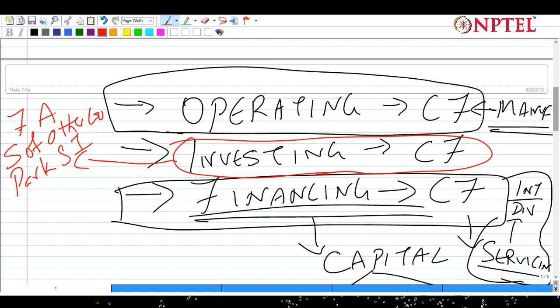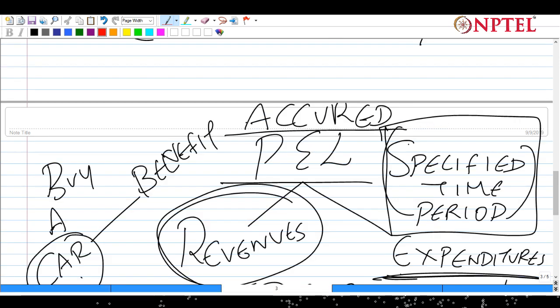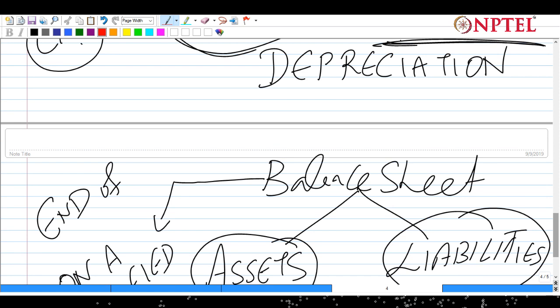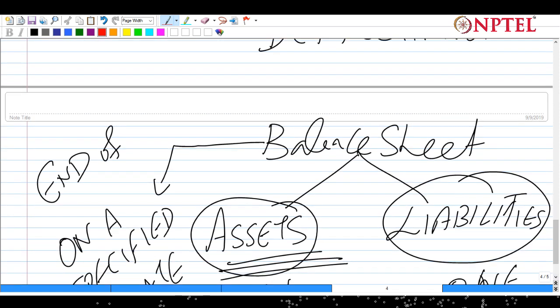Now, the other doubt I have from Vaishnavi Khale is net worth part of cash flow. What is net worth? Net worth is the money that belongs to the shareholders. Where do we see the value that belongs to shareholders? You will see it only in your balance sheet.